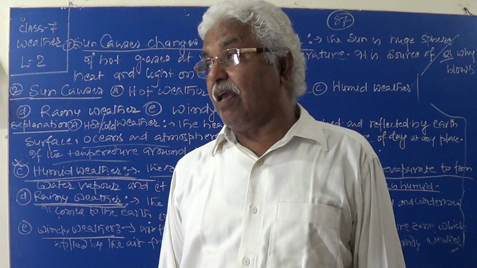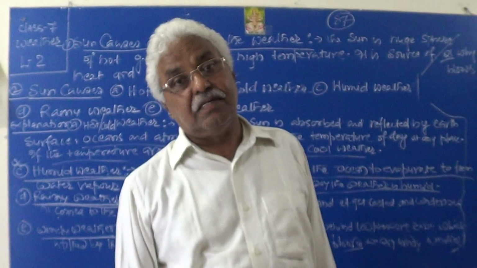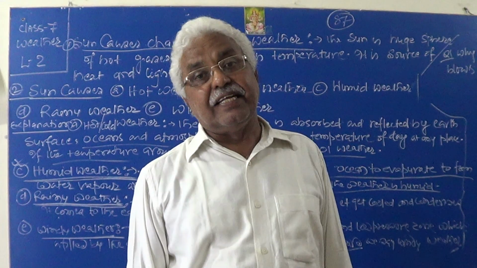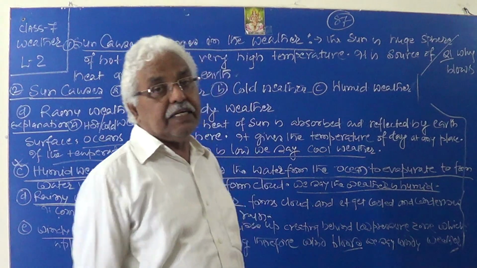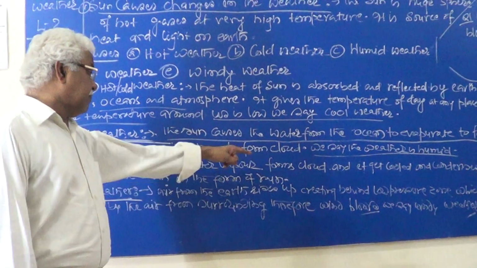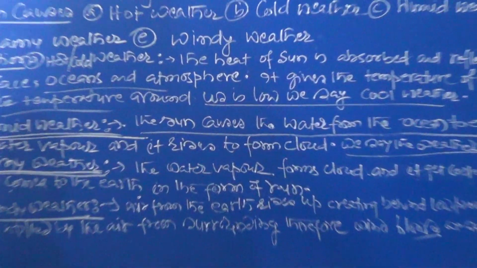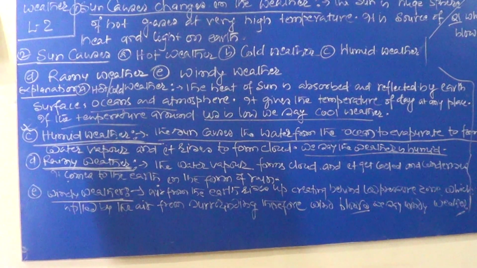Weather forecast: today there is cloudiness in the northeast. It is raining in the west. Like this the weather report will come. It is a rainy weather. The water vapor forms cloud, it gets cooled and condenses, and it comes to the earth in the form of rain.